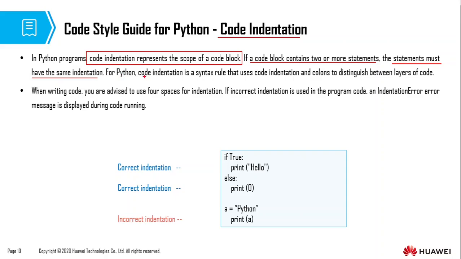So for Python, code indentation is a syntax rule. It's not just a thing that is used for readability. It's a syntax rule that uses code indentation and colons to distinguish between layers of code. So when writing code, you are advised to use 4 spaces for indentation. If incorrect indentation is used in the program, then an indentation error message is displayed during the code running.